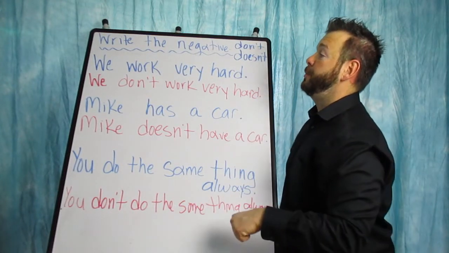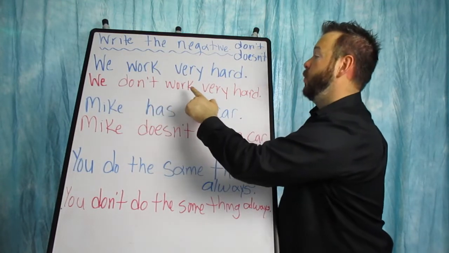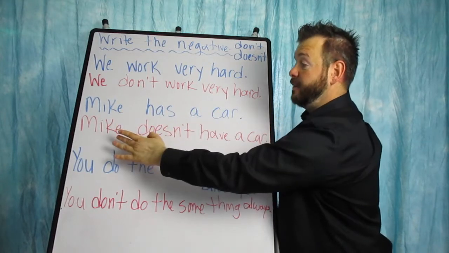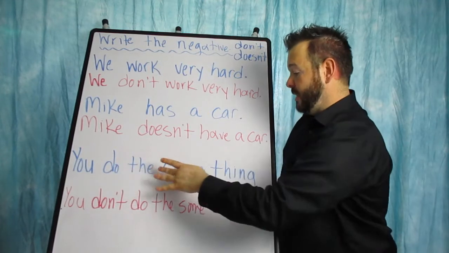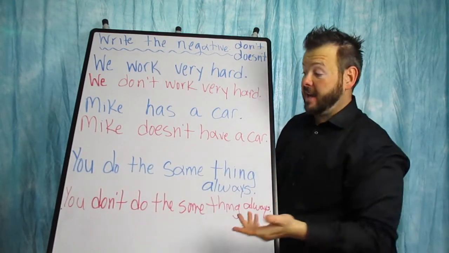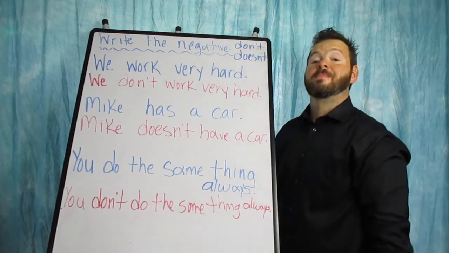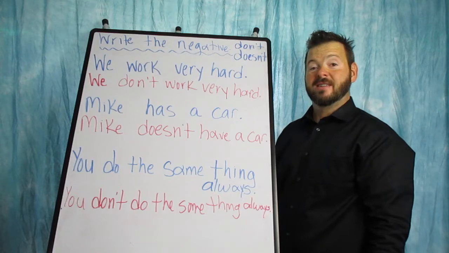Let me read it for you one more time. We work very hard. We don't work very hard in negatives. Mike has a car. In negative turns into Mike doesn't have a car. You do the same thing always. In negative turns into you don't do the same thing always. Pause it, write everything down, and see you in a moment.